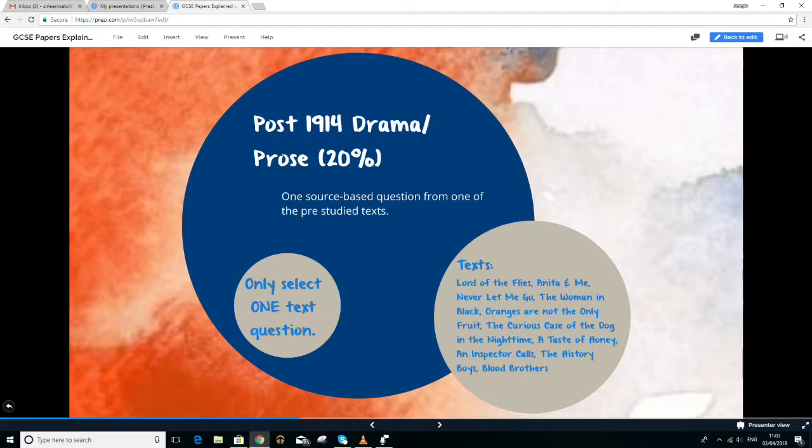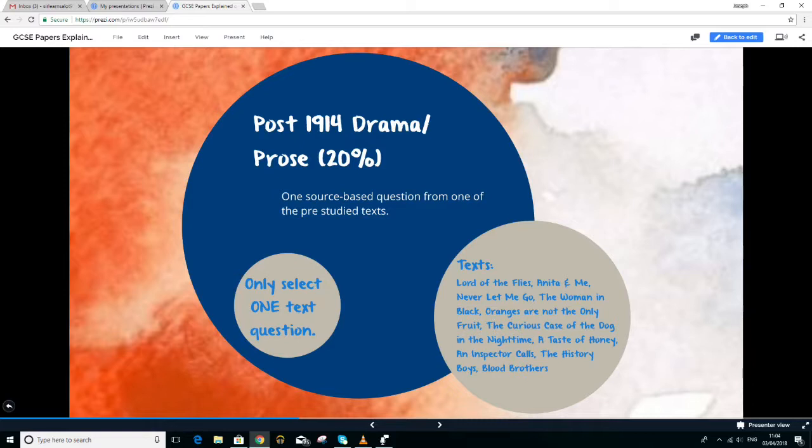Now this, you will have one source based question from one of your pre-studied texts. This is a text that you will have studied in class, but just for your reference, the list of them is just there in the right hand corner. So make sure that you're looking at that list and you are understanding which text you have done on this. Most people would have studied a piece of drama, so you've got Blood Brothers and An Inspector Calls or History Boys are the three most common.